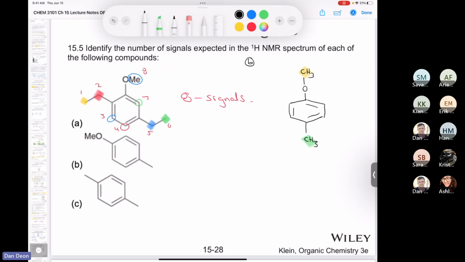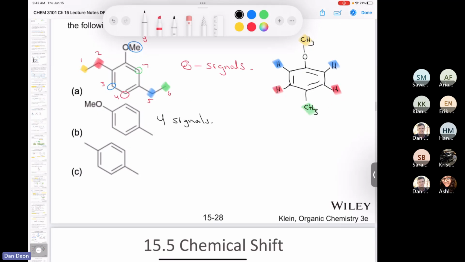If I highlight this proton, we've got 4 protons on the aromatic ring. Is there an axis of rotational symmetry running through this molecule? Yes, absolutely. And what that means is these 2 protons are going to be chemically equivalent, and these 2 protons are going to be chemically equivalent. And so I have a total of 4 signals for this compound. Give me a thumbs up if that makes sense to you. All right, so let me redraw the last compound.